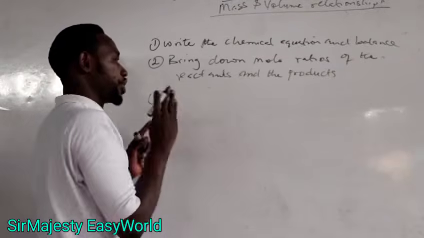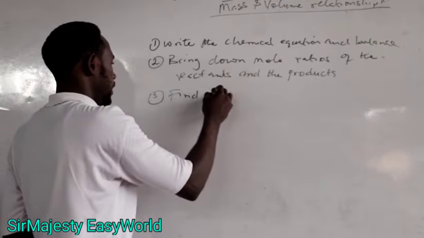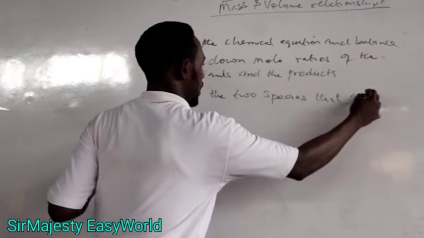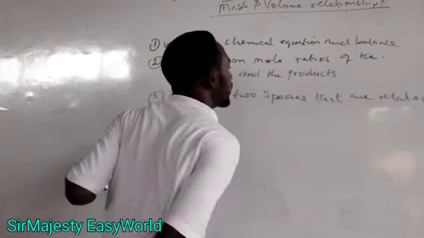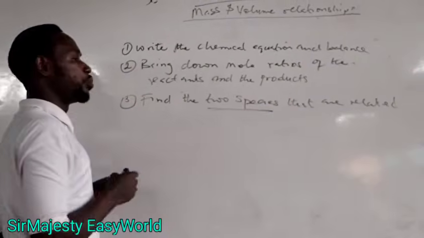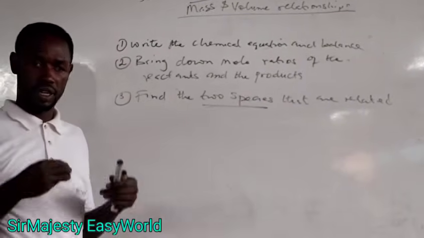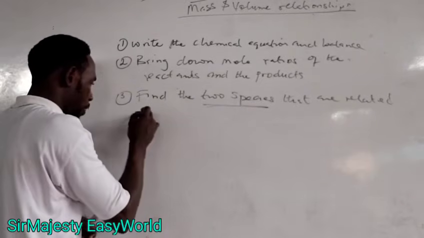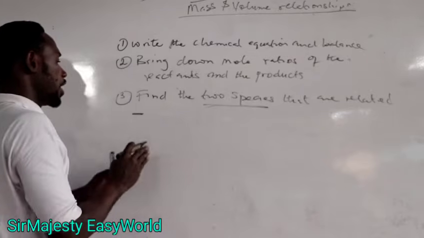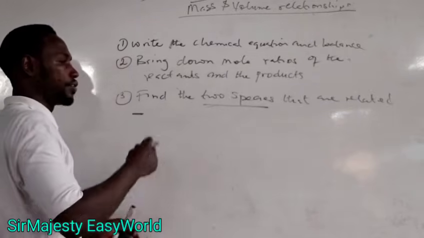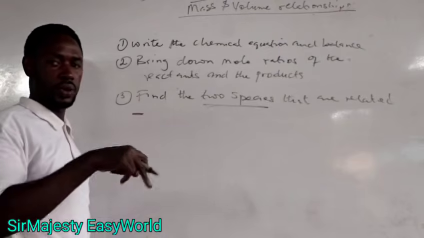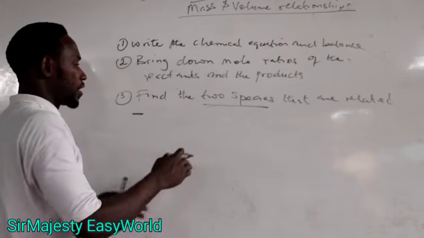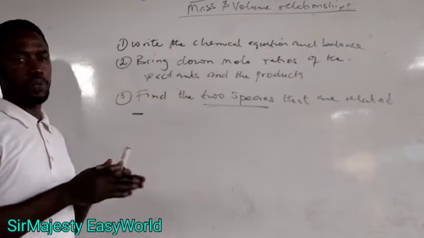From the equation, find 2 species that are related. There must be 2 species that are related. It may be 2 products or 2 reactants being related. How do you know the species being related? First, you can start by the unit given and the unit being looked for. Simple. Given and calculated for. So the one given and the one you are calculating for must be the relating species.